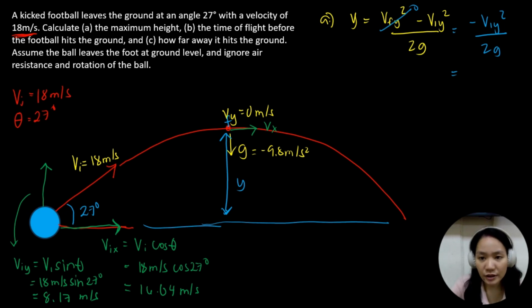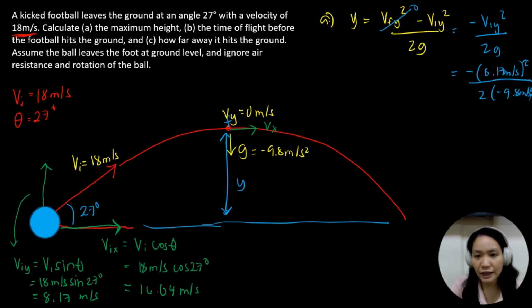By substitution, the values would be negative 8.70 meters per second, squared, divided by 2 times negative 9.8 meters per second squared. Kindly note that the square here in the numerator is applied only to 8.70 and not the negative outside. Since there is a negative outside of the numerator and we have a denominator that is also negative, our final answer here would be positive.